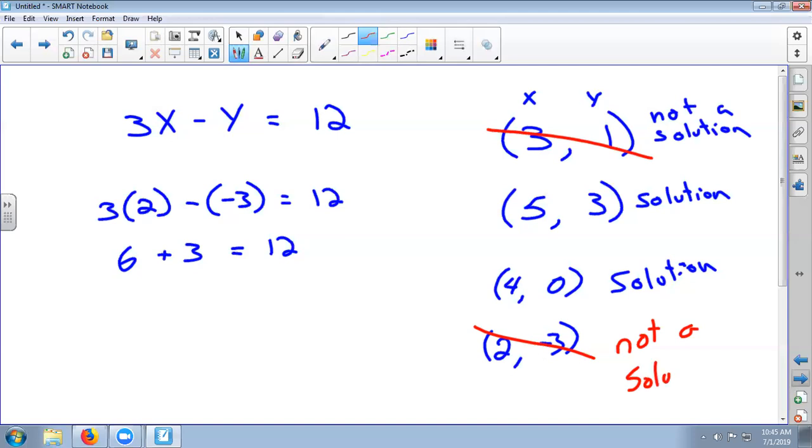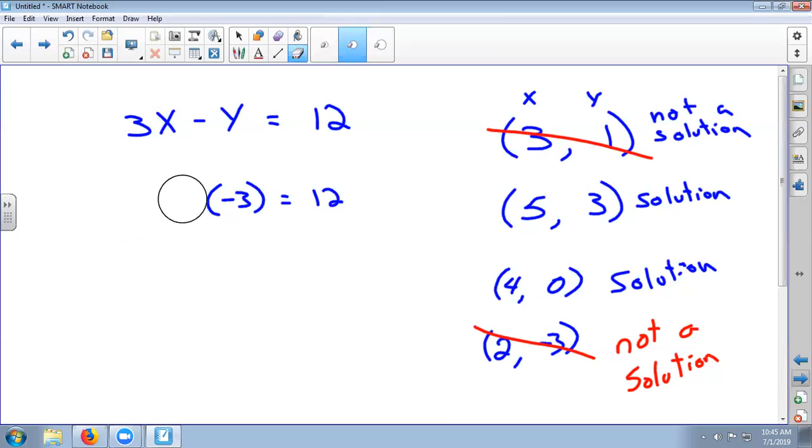So, to answer your question, technically yes, because we're going to draw the graph. But yeah, not a solution. How many solutions are there? There's an infinite number of solutions.